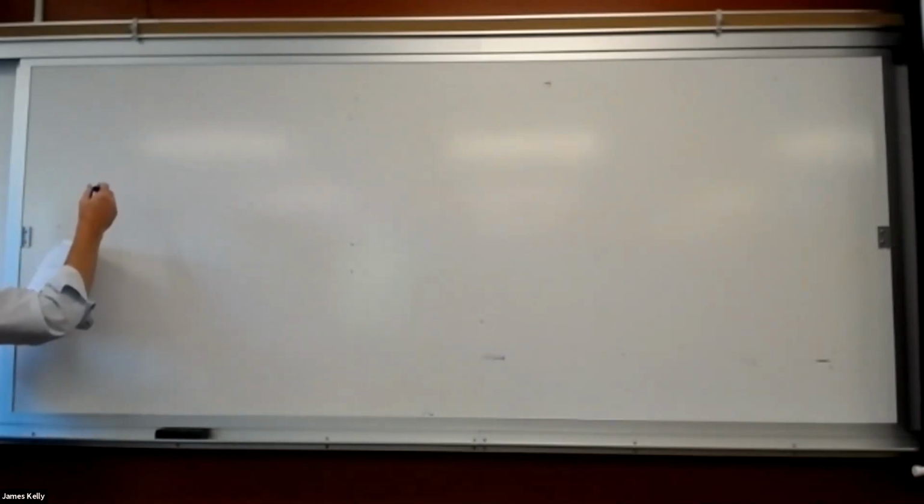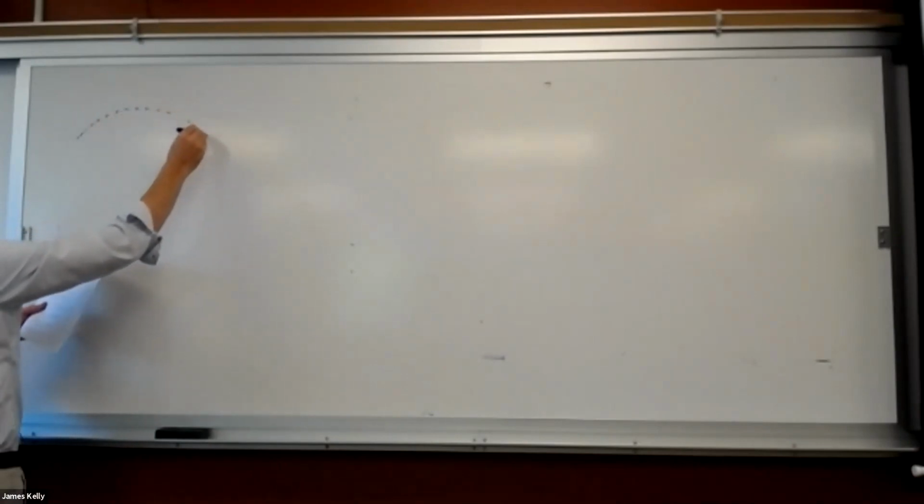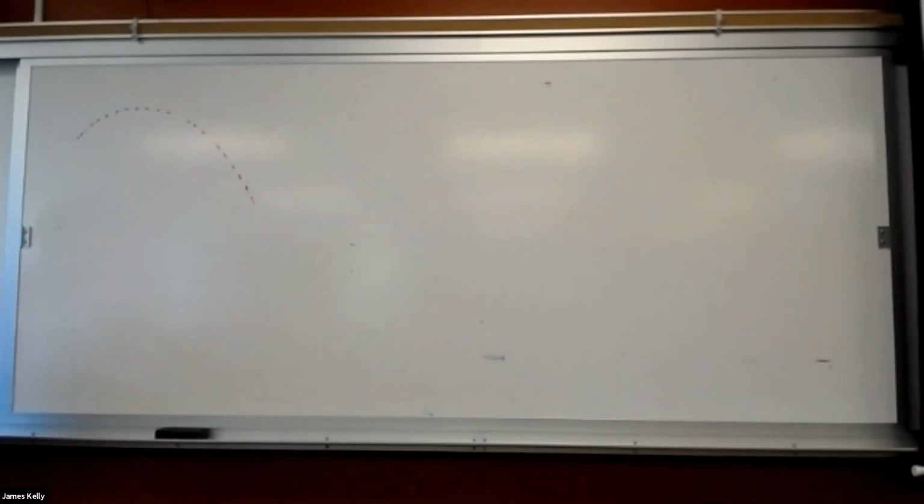A football is thrown from a height of 2.3 meters above the ground at an angle of 38 degrees above the horizontal. So let's try to draw the trajectory of the football. It's parabolic. It's in free fall for a while. We're going to ignore air resistance.